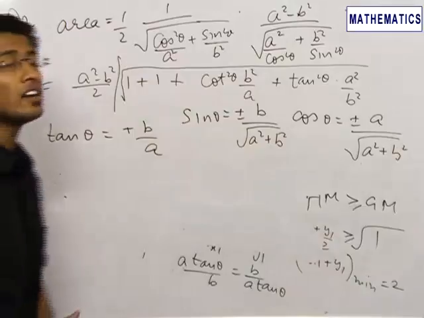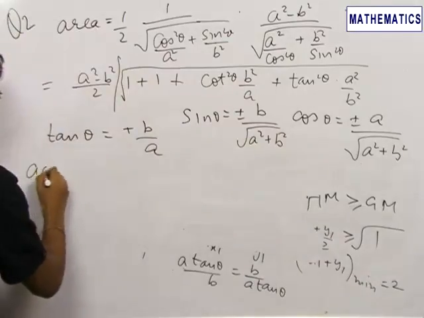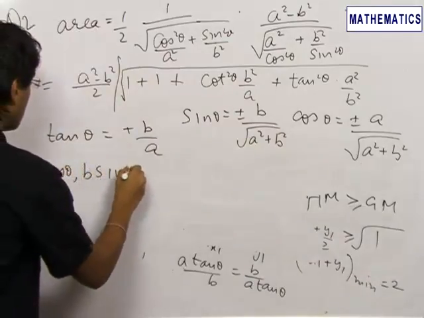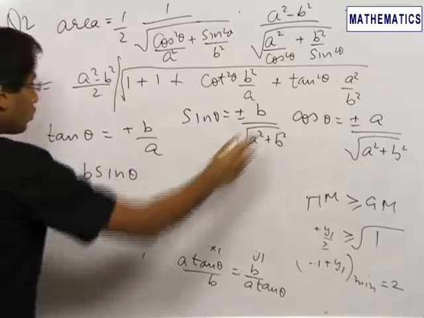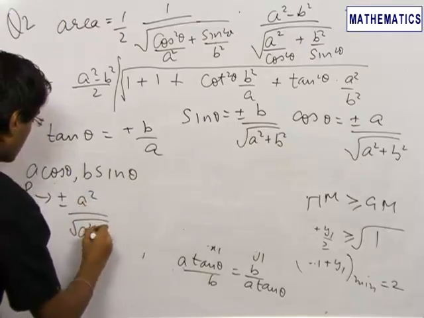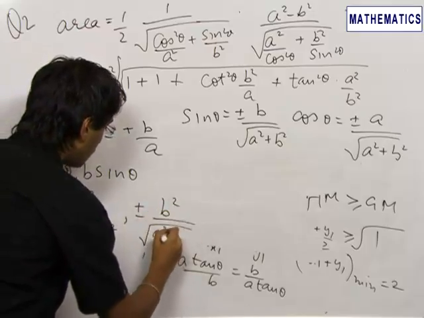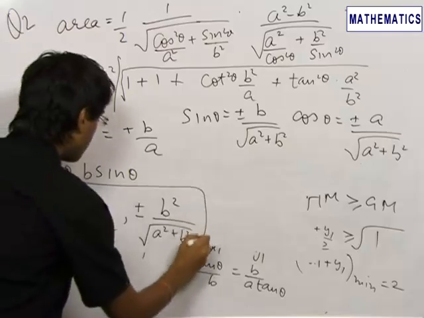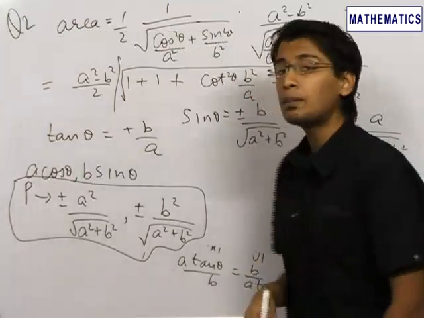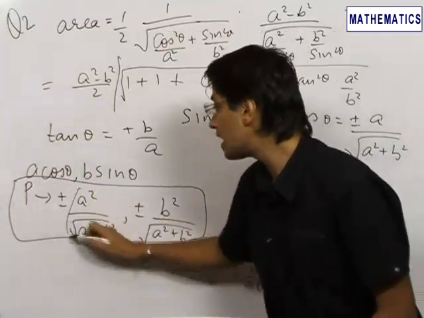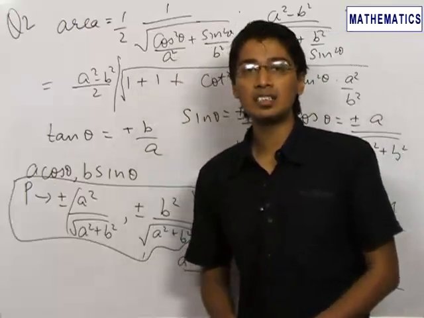And hence, we wanted to find the point P for which the area of triangle PON is maximum, and our point P was a cos theta comma b sin theta, and hence our point P is plus minus a into cos theta, that is a square upon under root a square plus b square, comma plus minus b square upon under root of a square plus b square. Hence our point P for which the area of triangle PON is maximum is plus minus a square upon under root a square plus b square, comma plus minus b square upon under root of a square plus b square, and this is our final answer.